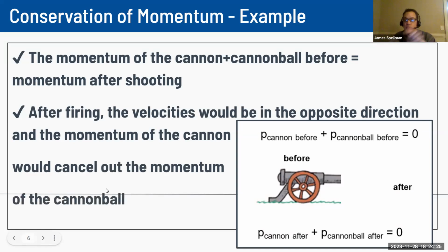Think about how this happens, because it's mass times velocity. The cannon has a big mass, but when it shoots, it's going to move very little. So you're going to have a big number times a small number in one direction. The cannonball does the opposite. It's going to have a small mass, but a large velocity in this direction. So this is going to cancel out that, because they're going in opposite directions. The cannon will have momentum, the cannonball will have momentum, but if you add them together, it's still going to add back up to 0.